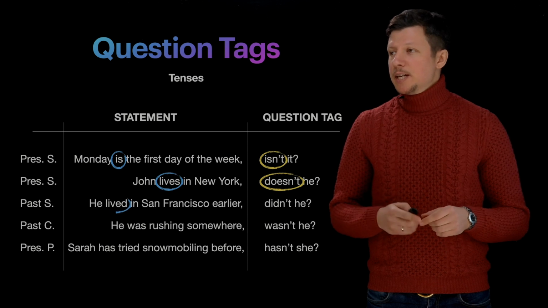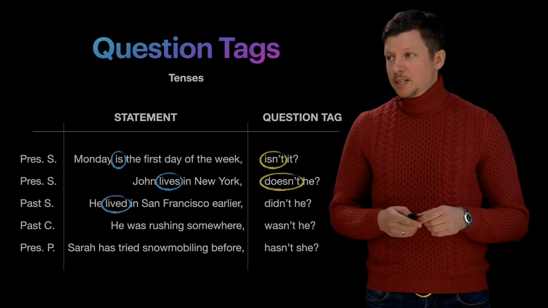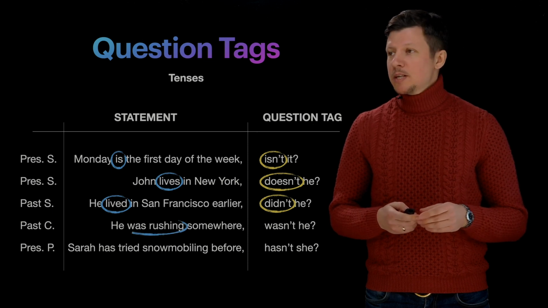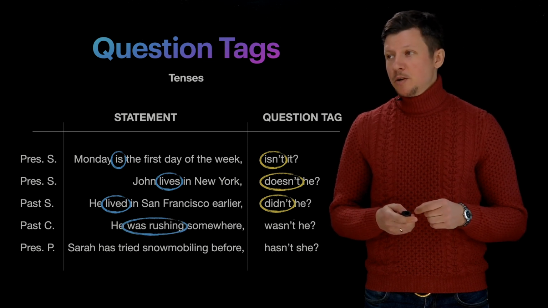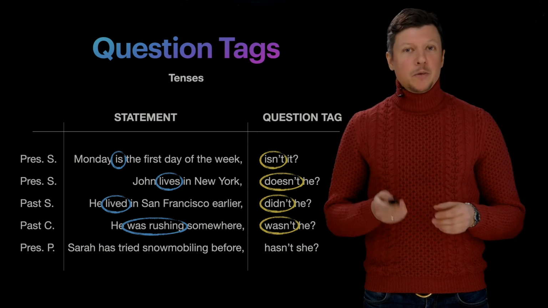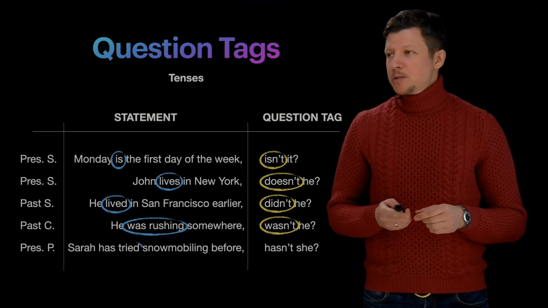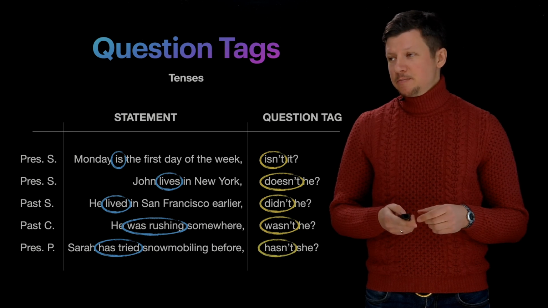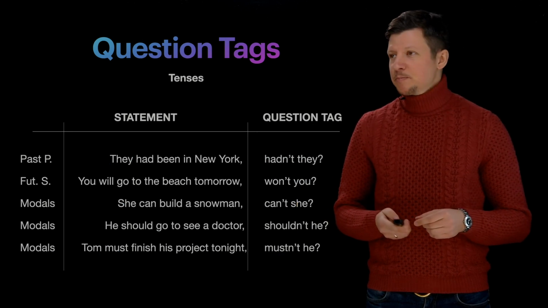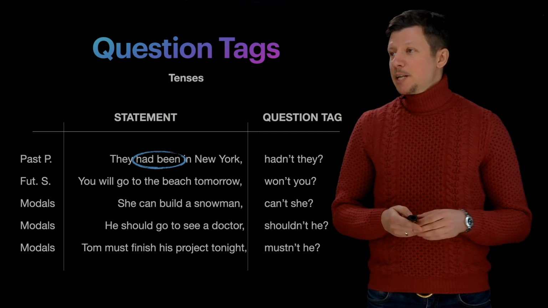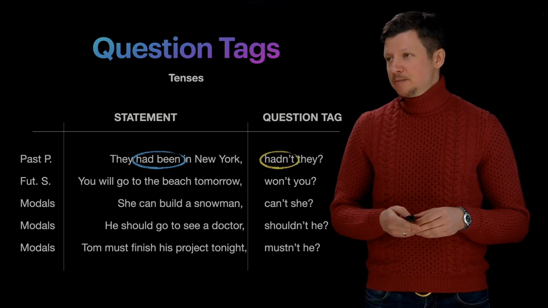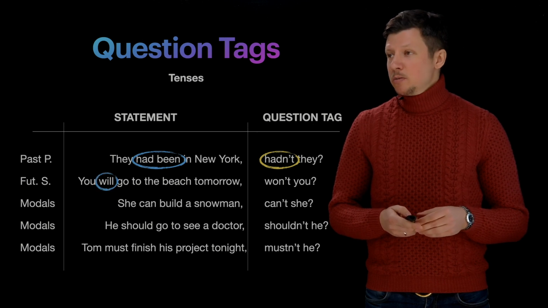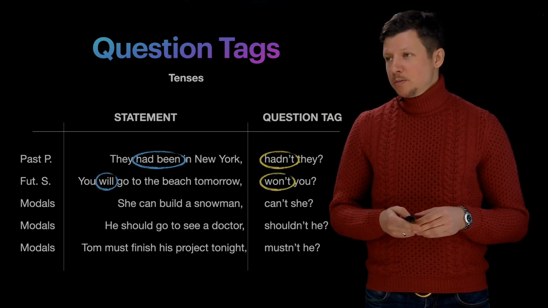He lived in San Francisco earlier, didn't he? With the past continuous, we use he was rushing somewhere, wasn't he? With the present perfect, we use Sarah has tried snowmobiling before, hasn't she? Let's have a look at some other examples. With the past perfect, they had been in New York, hadn't they? With the future simple, you will go to the beach tomorrow, won't you?